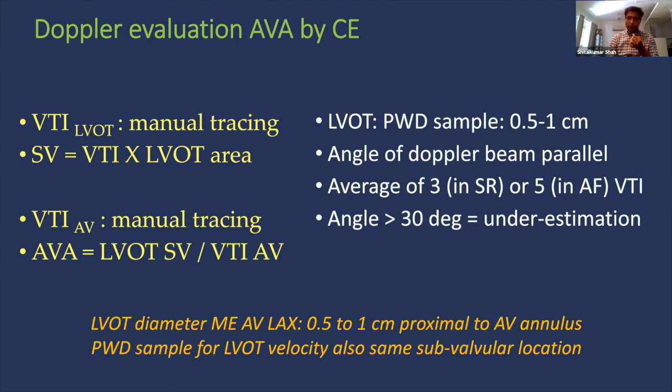VTI for aortic valve done by the manual tracing, continuous wave Doppler, and then aortic valve area calculated by continuity equation as shown: LVOT stroke volume divided by VTI for aortic valve area. Angle of Doppler beam, keep it as parallel as you can. If the angle is more than 30 degrees, that's going to underestimate the VTI and the peak velocities.